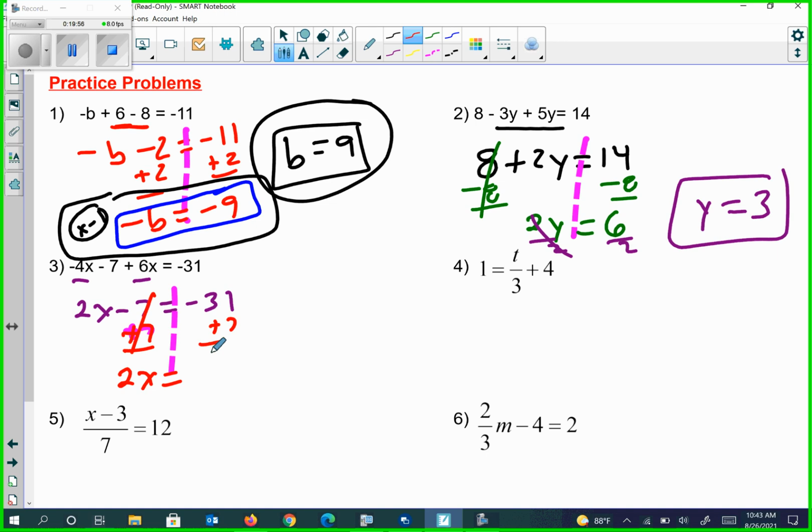Something costs $31, so I owe $31. I have 7 in my pocket. How much do I owe? 24. So it's going to be a negative 24 because I owe it, right? Divide by 2, divide by 2. So x equals negative 12.